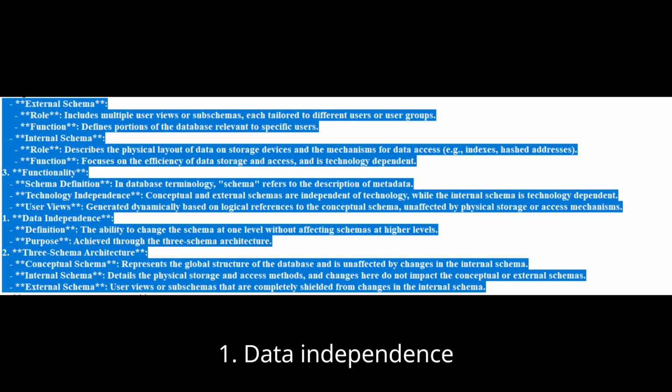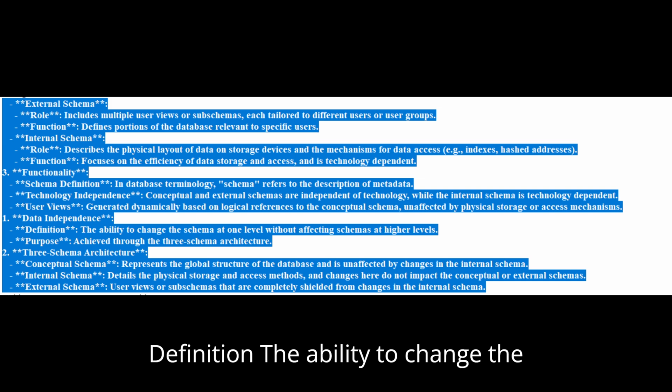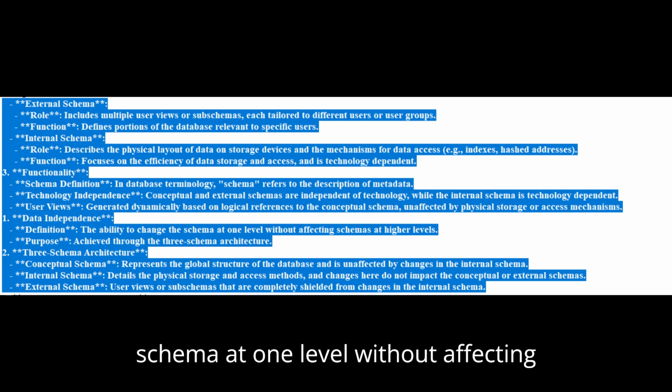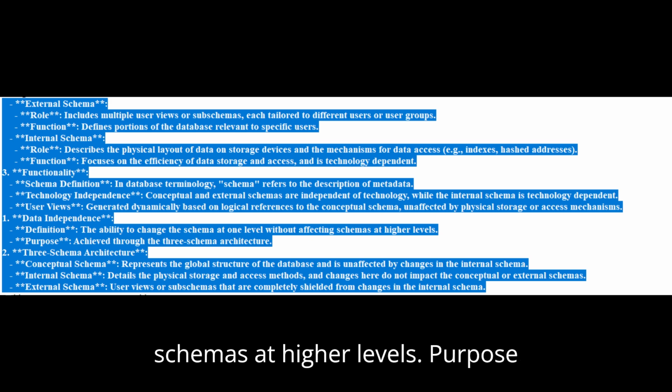1. Data independence. Definition: the ability to change the schema at one level without affecting schemas at higher levels. Purpose: achieved through the 3-schema architecture.